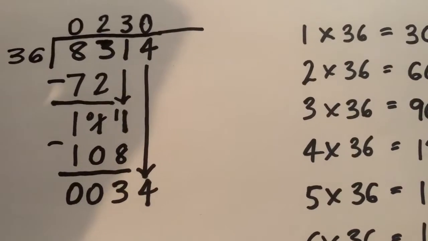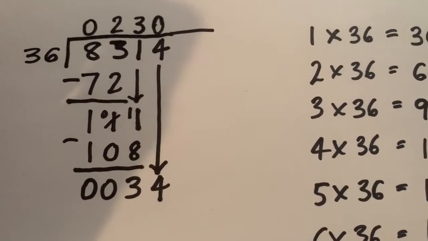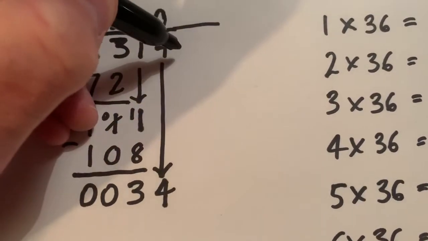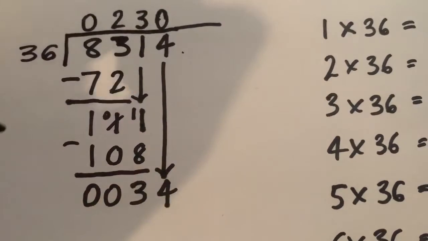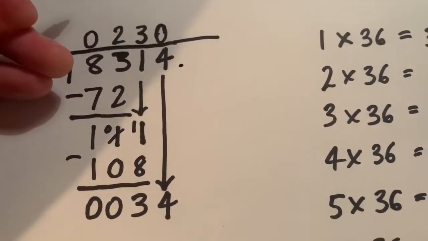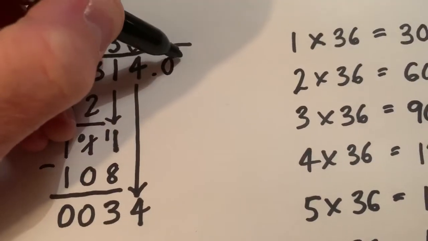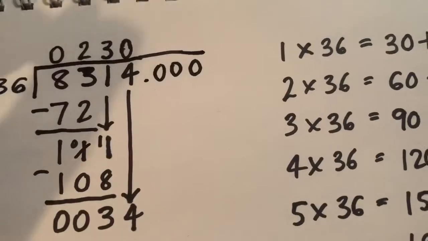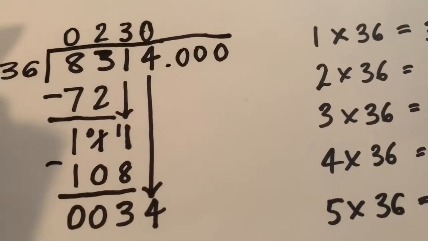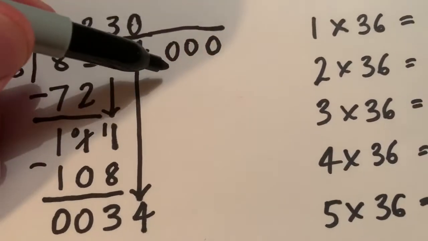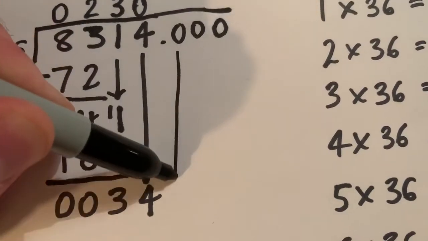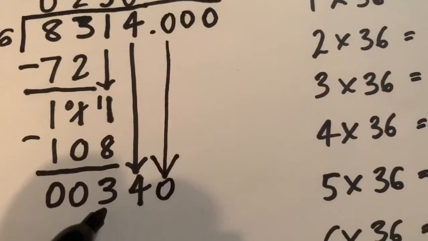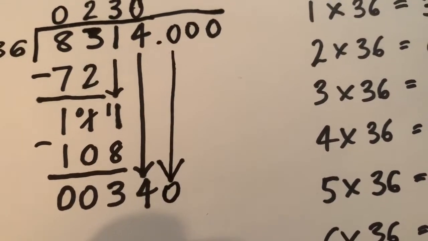If we want to express it as a decimal though, which is sometimes more useful, what we need to do is place a decimal point here after the 4, and we'll add 3 placeholders. That's 3 more zeros, and extend our bus stop across. This enables us to simply bring down another 0, turning the 34 into 340.